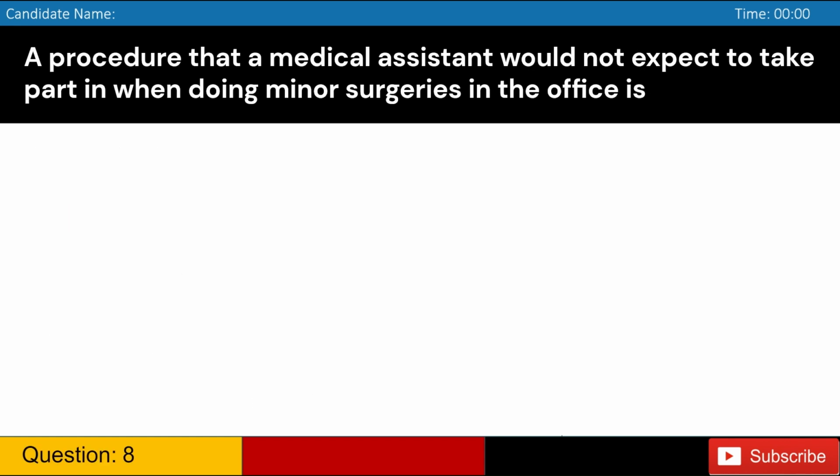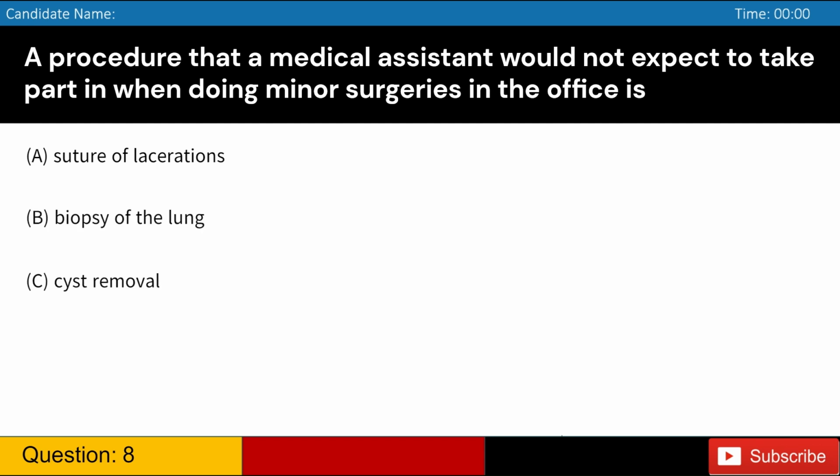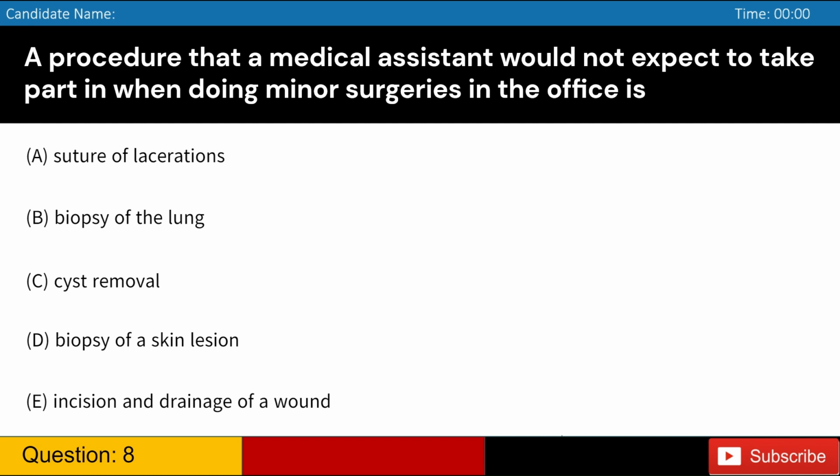A procedure that a medical assistant would not expect to take part in when doing minor surgeries in the office is A. Suture of lacerations. B. Biopsy of the lung. C. Cyst removal. D. Biopsy of a skin lesion. E. Incision and drainage of a wound. Answer B. Biopsy of the lung.